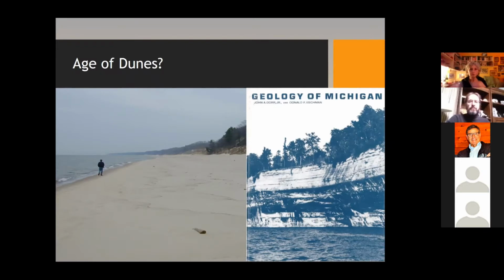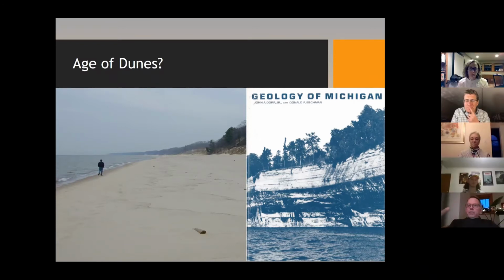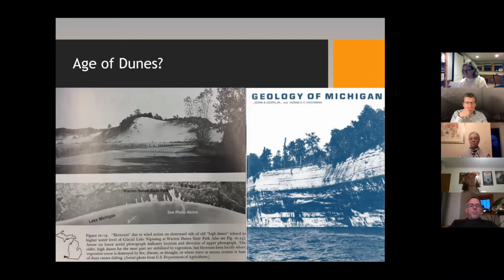The best known layperson's book, high level, even sort of a classroom text that can be used at times, is The Geology of Michigan by Dorr and Eschman. That was in 1970. And they devoted a whopping 4 pages out of a 270 page text to dunes. And this is from one of those pages. This is representative.